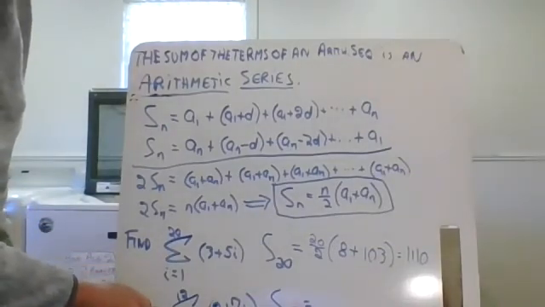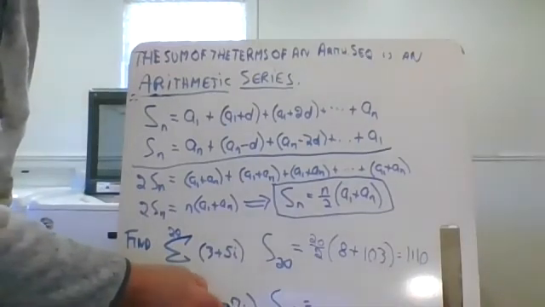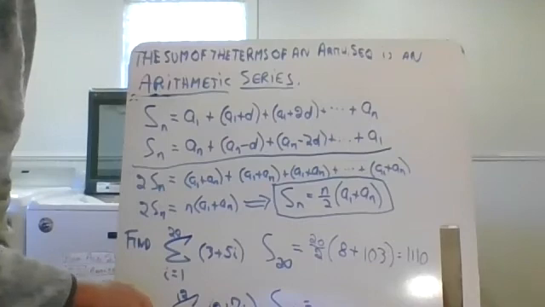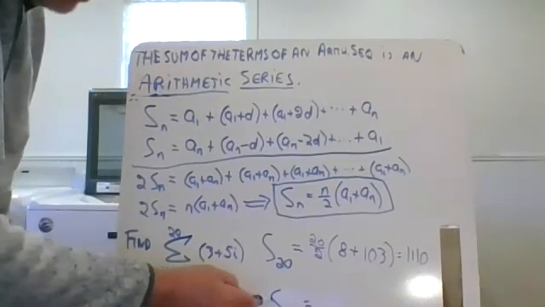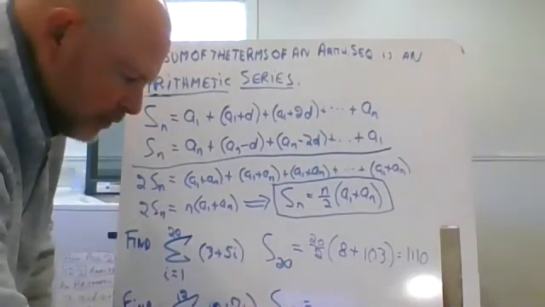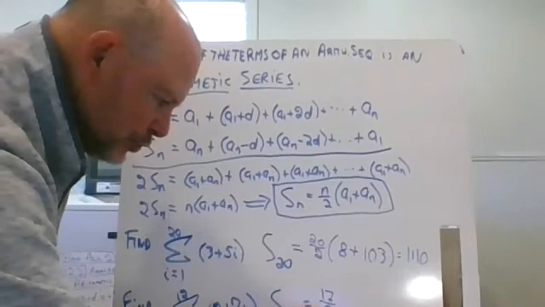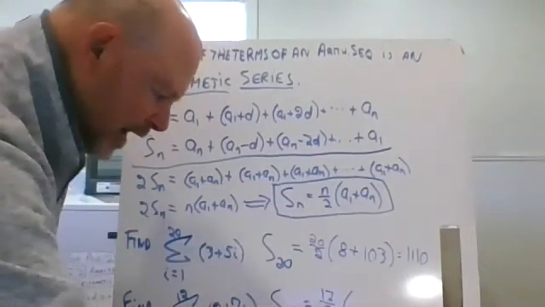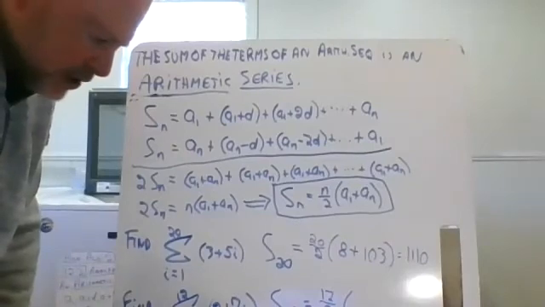Find the sum, sigma i equals 1 to 12, of 2 plus 7i. So i equals 1 to 12, that's S sub 12. So what is S sub 12 going to equal? n over 2, 12 over 2, times a sub 1. What is a sub 1?